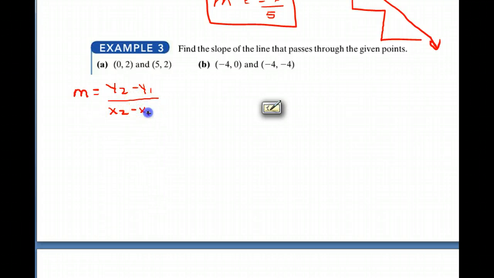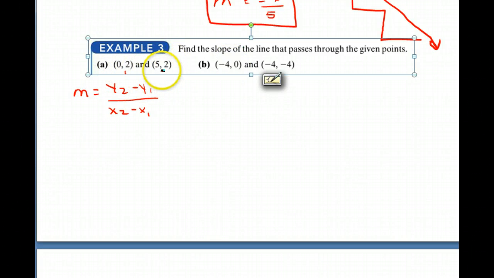And we are going to label one of the points as point 1 and one of the points as point 2 just to help us plug in. It makes no difference which one is point 1 and which one is point 2. You may have picked backwards from how I did. If you did, that's okay. Just go ahead and follow along.